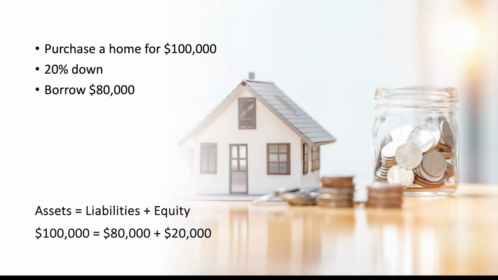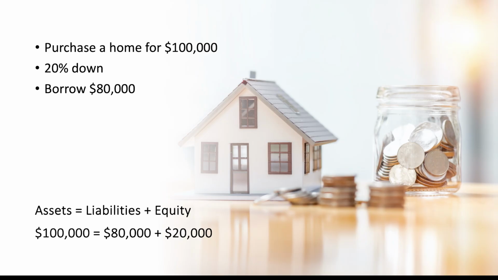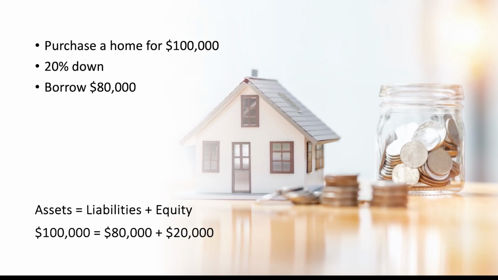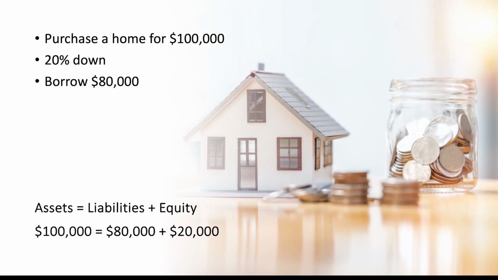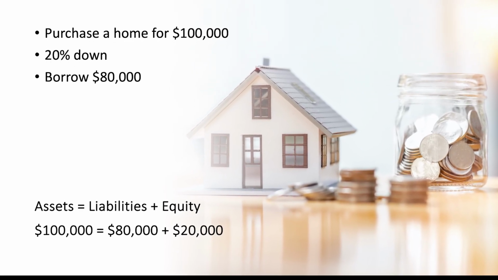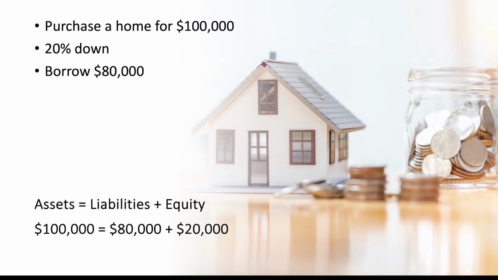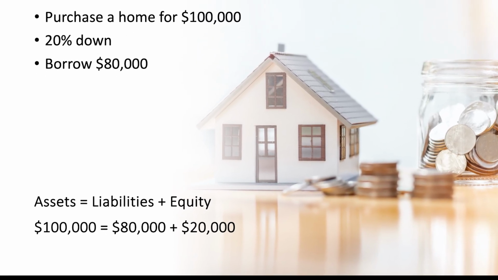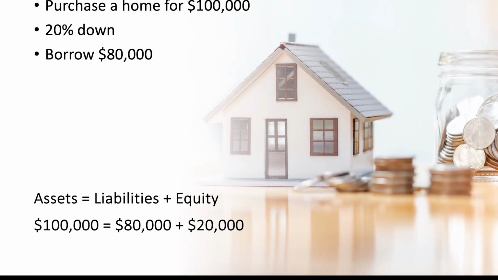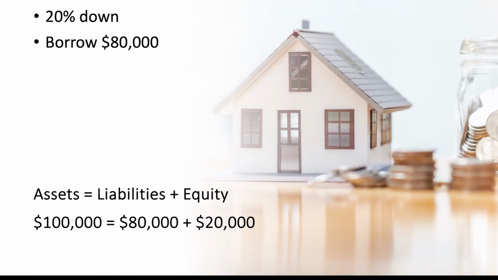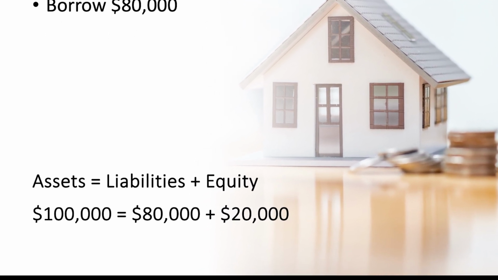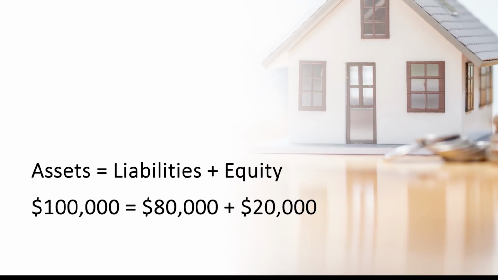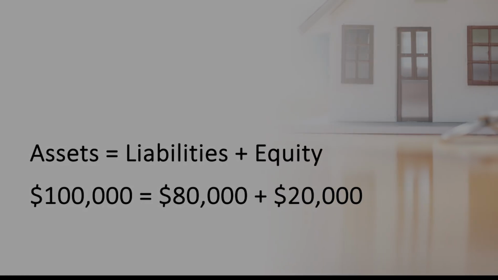Let's make this idea more concrete with a personal finance example. Imagine you purchase a home for $100,000 and put 20% down as a down payment. You borrow the rest from a bank. How does this translate to the balance sheet equation? Your asset is the home worth $100,000, so we list that on the left side. Your liability is the mortgage of $80,000, and your equity is the $20,000 down payment you made. So we see $100,000 equals $80,000 plus $20,000, and the book value of the asset on the left balances perfectly with the funding sources on the right.